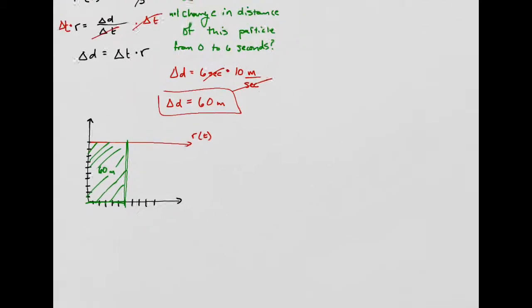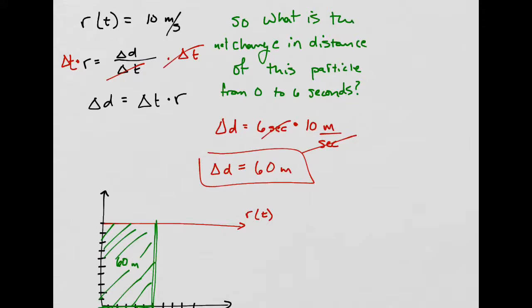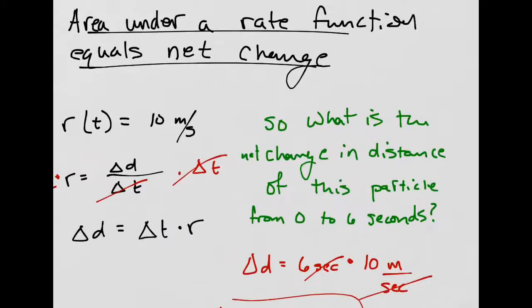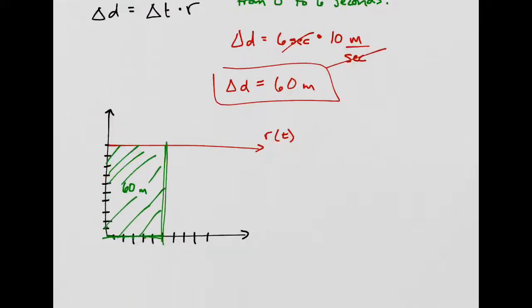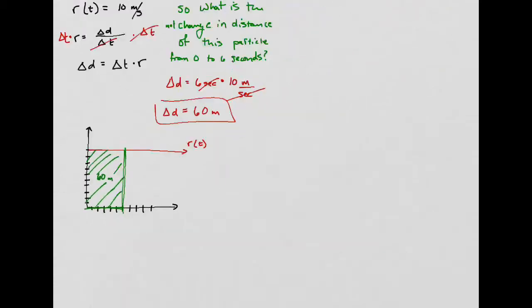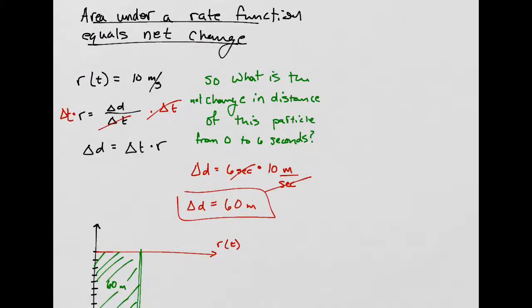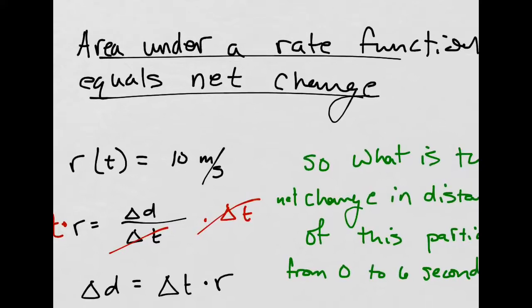So that's the basic idea. If you have a rate function and you want to get the net distance or the net change in the function, so like if this is meters per second, you want to know how many meters it's moved over a certain amount of time, then you just get the area underneath the rate function. That's super important. This is the reason why the title is what it is. Area under a rate function equals net change. Net change in what? Well, it depends on what the rate is. If the rate is talking about meters per second, then it's the net change in meters.